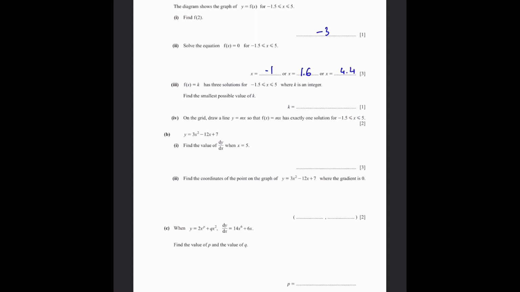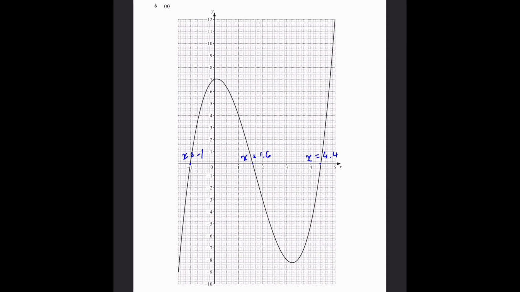3. F of x equals k has 3 solutions for minus 1.5 less than equal to x less than equal to 5, where k is an integer. Find the smallest value of k. So we need to find the smallest value of k where there are 3 possible answers. We can see that this curve ends at minus 8.2. So this is actually the area where there is 2 points, the lowest place with 2 points on it. Now we needed 3 points though. Because this is the bottom of the curve, we can take it a bit above the bottom and we'll get 3.